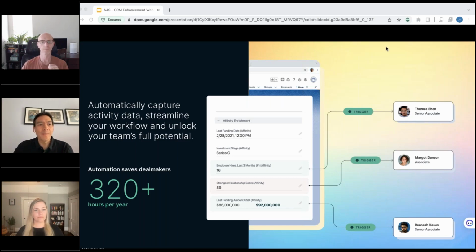Gotcha. Thanks for that, Brooks. Looking at the stats, saving 320 hours a year with automation, deal teams can truly maximize their bandwidth on high-impact activities that close deals faster. That's a win-win for everyone.